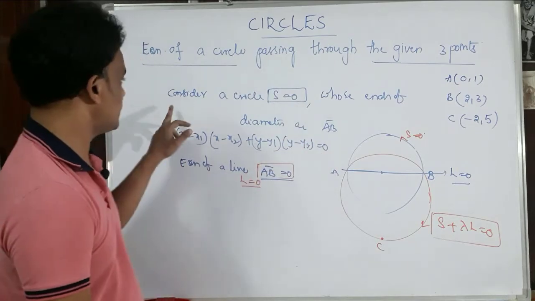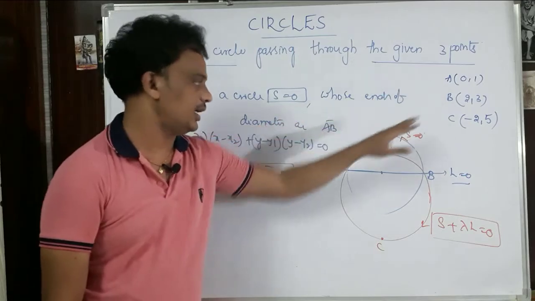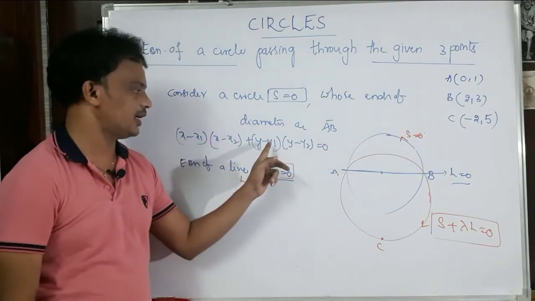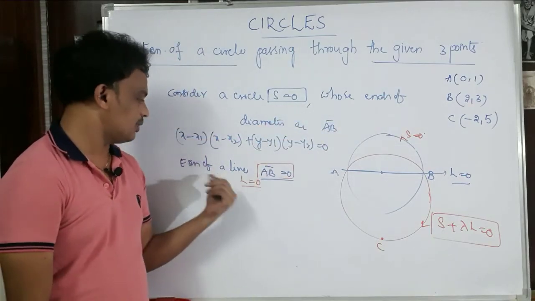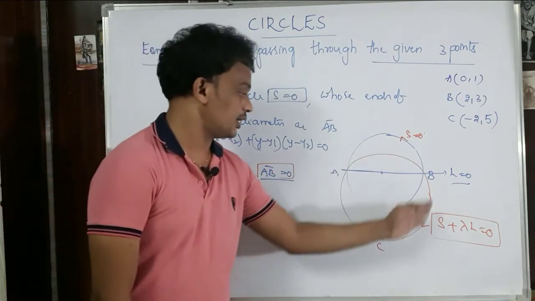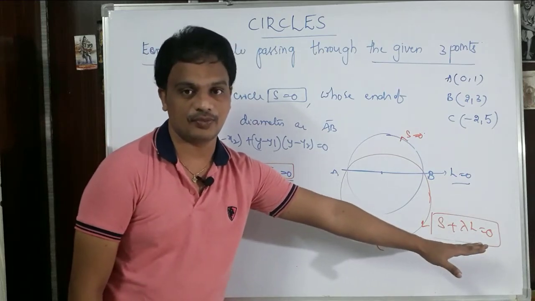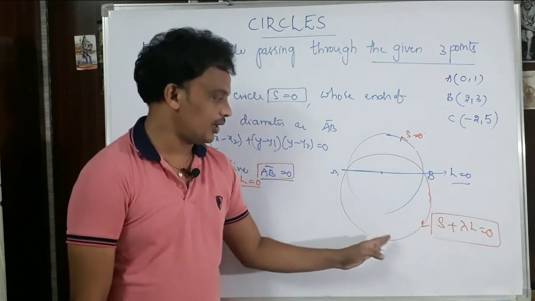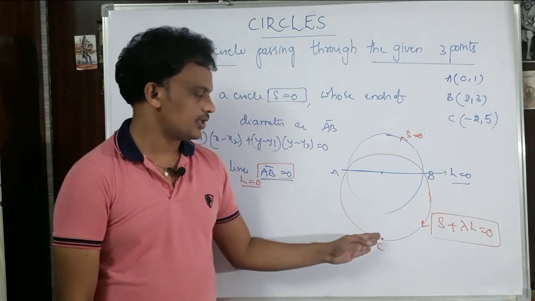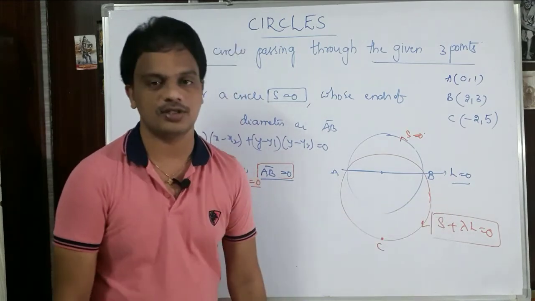First, find the circle S equals 0 whose diameter ends are any two points A and B, by using the formula. Then find the equation of the line L equals 0. The required circle is in the form S plus lambda L equals 0. To get the lambda value, take the point C and substitute it in this equation, and then we get the equation of the circle.